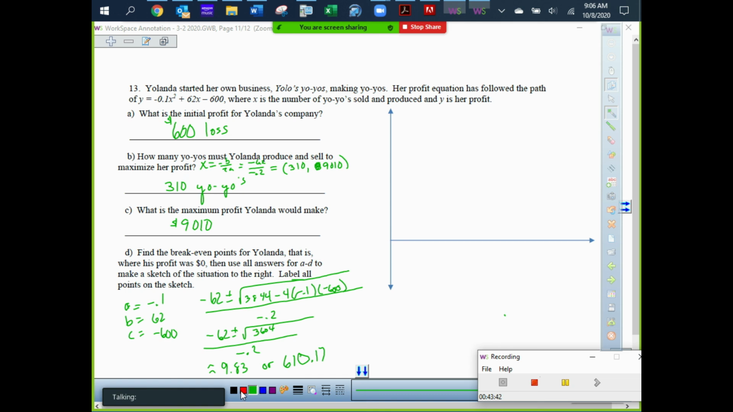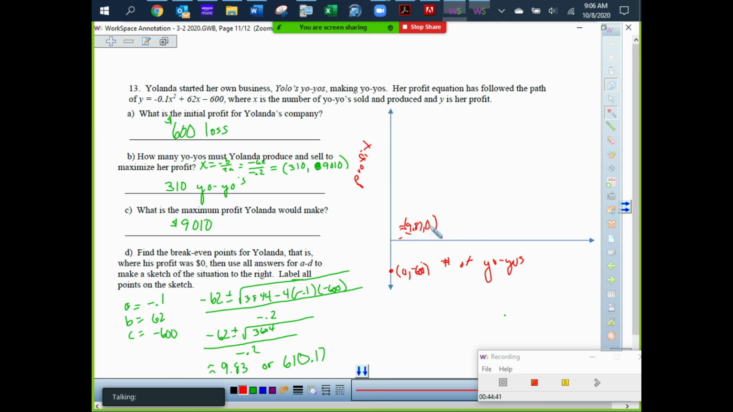So we'll start making our graph. We'll put our labels on here, number of yo-yos and profit. Come on, pen. Don't fail me. We're almost done. And then we'll start $600 in the hole. So 0, negative 600. I will go put about 9.83, comma 0, with an approximate sign. That's a 3. Didn't look like a 3, but it's a 3.